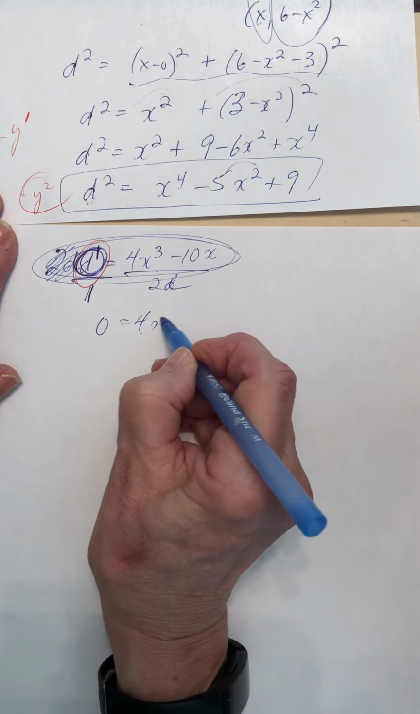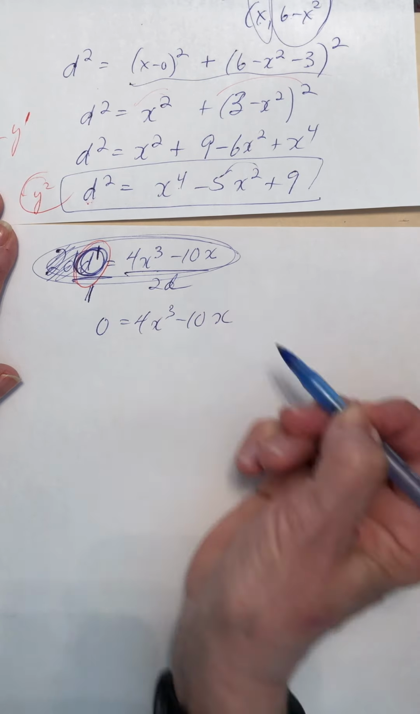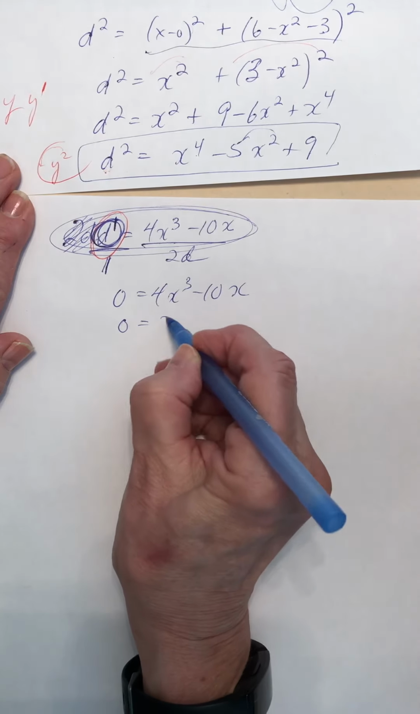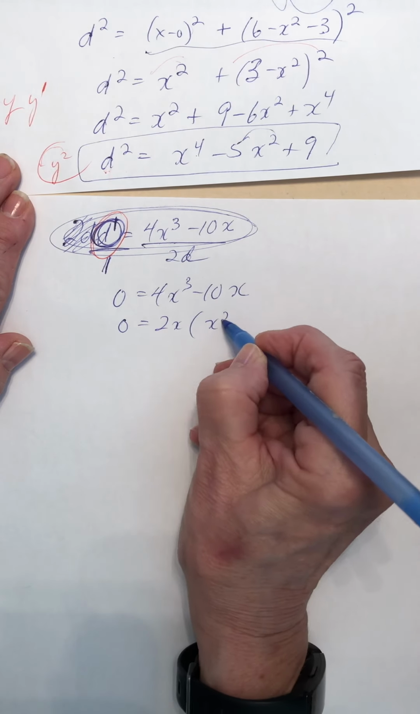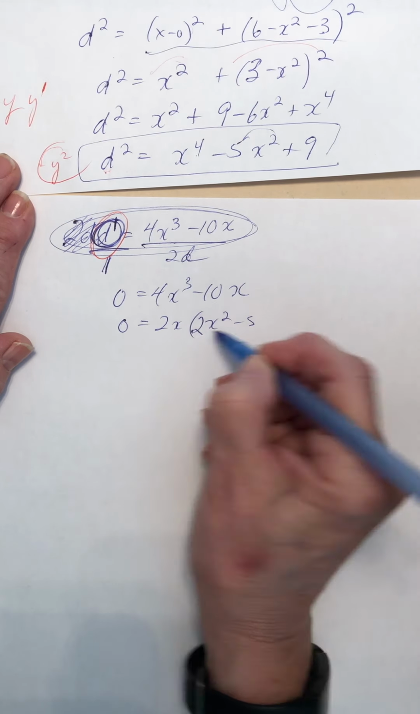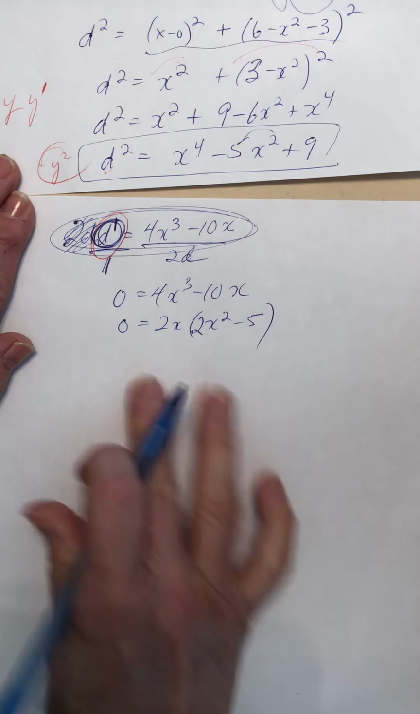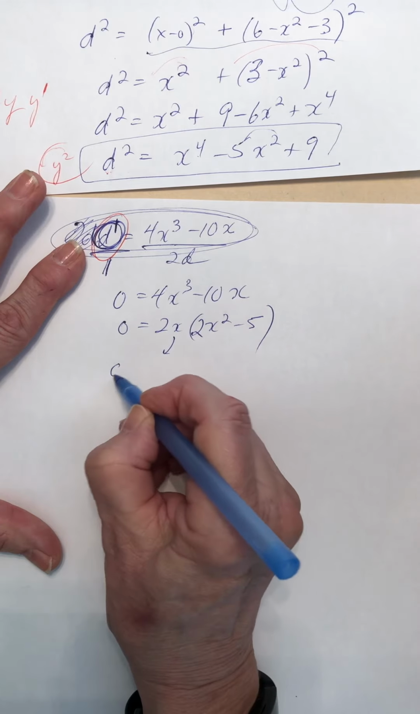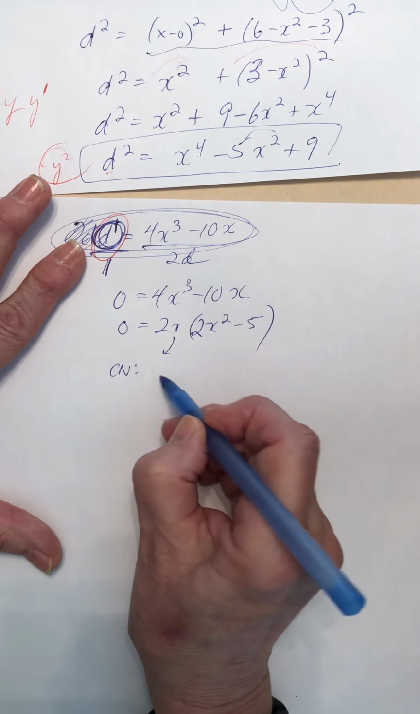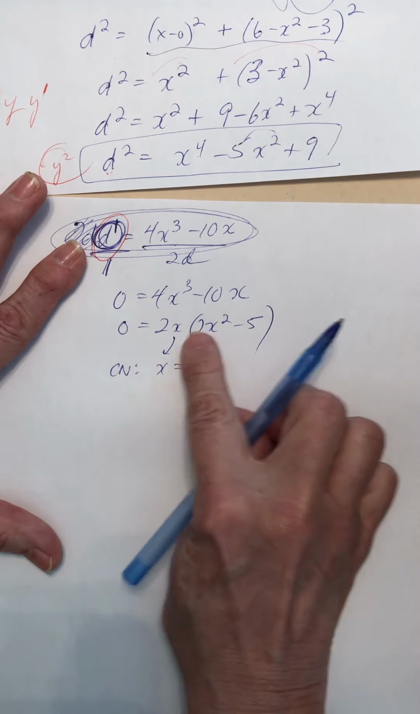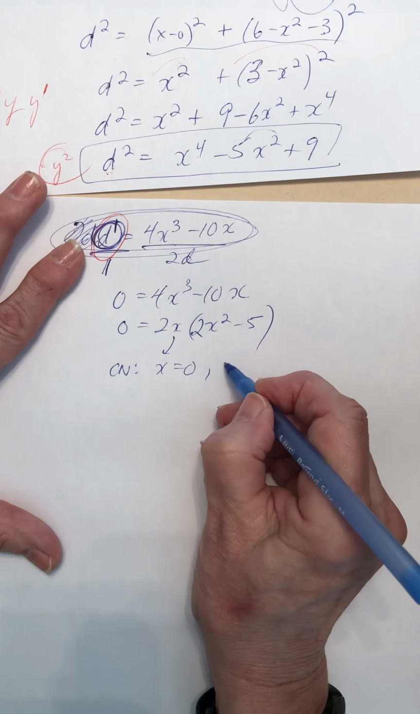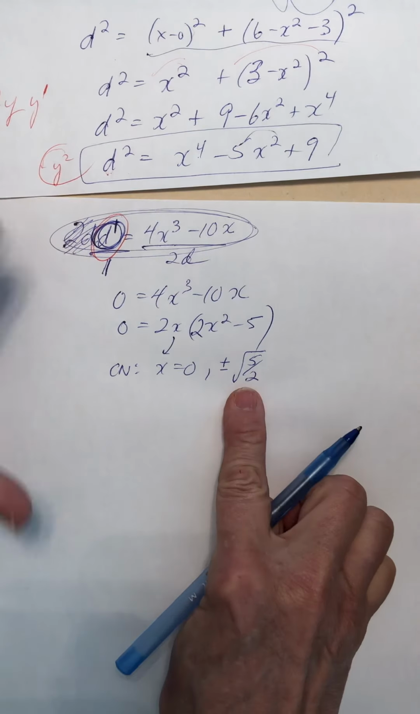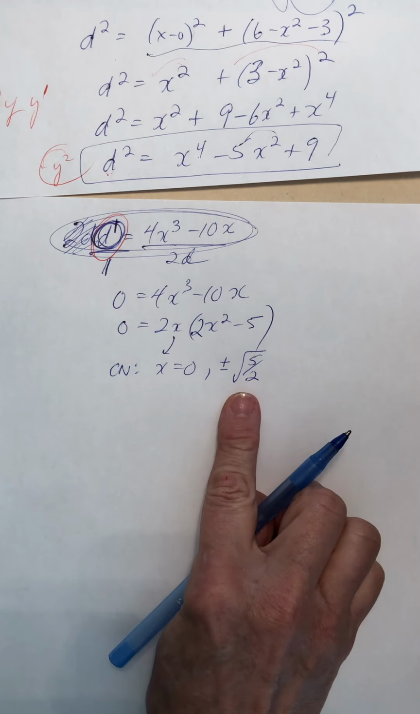0 equals 4x cubed minus 10x. The best way typically to solve is factoring. So I'm going to take out a 2x. That leaves me 2x squared minus 5. So now, what are my critical numbers? Well, from this factor, x would be 0. And if I isolated the x here and continued on, I'd have positive or negative square root of 5 over 2. And I'm not going to rationalize that. I'm just going to leave it the way it is.